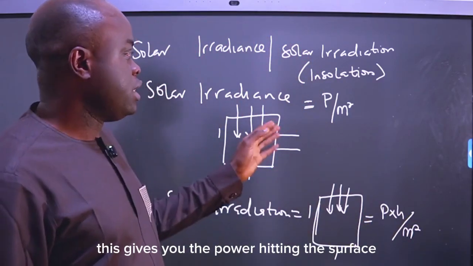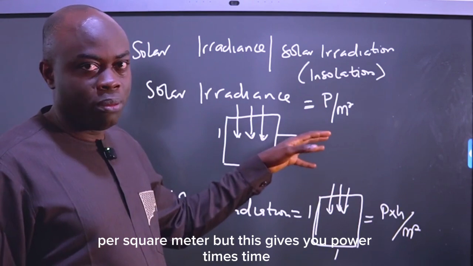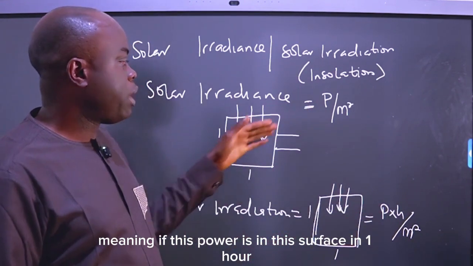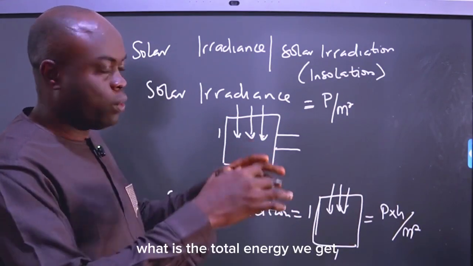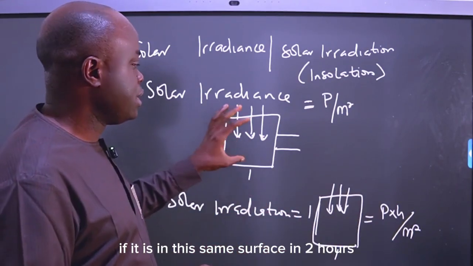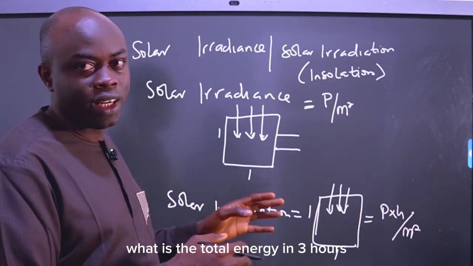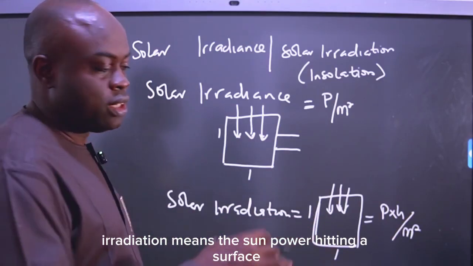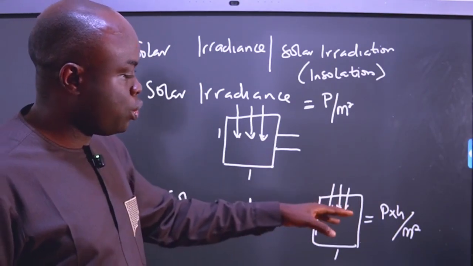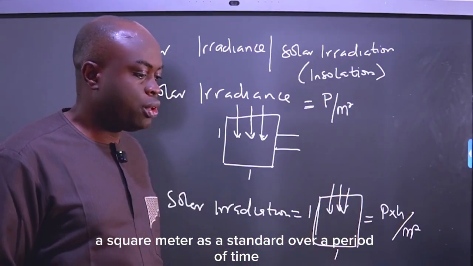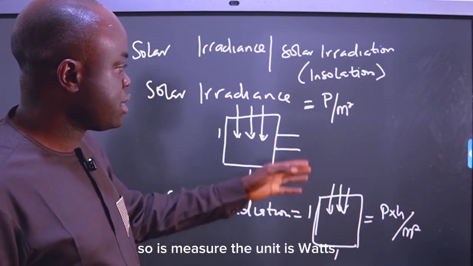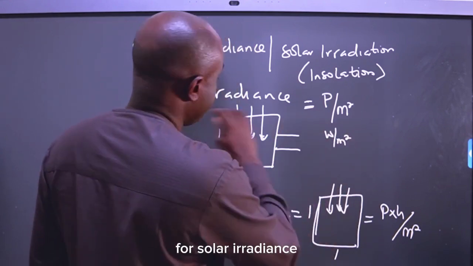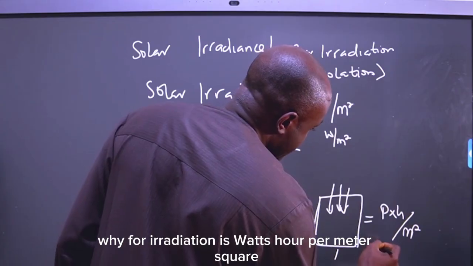So this gives you the power hitting a surface per square meter, but this gives you power times time. If this power is hitting the surface for 1 hour, what is the total energy we get? If it's hitting the same surface for 2 hours, what is the total energy? In 3 hours? That is what solar irradiation means: the sun power hitting a surface, a square meter as a standard, over a period of time. The unit is watts per meter square for solar irradiance, while for irradiation it is watt hours per meter square.